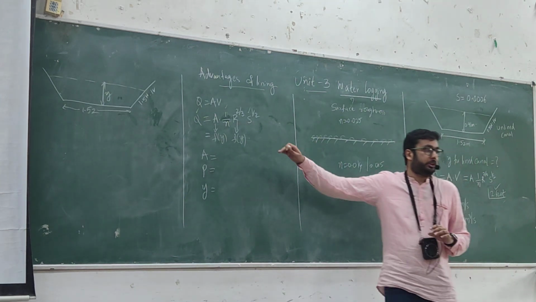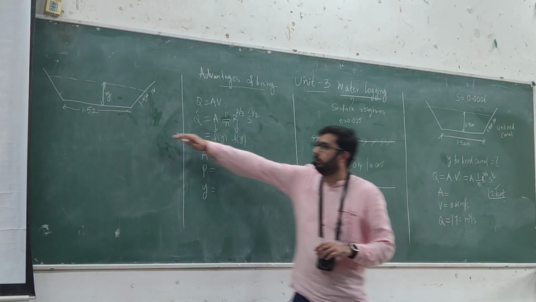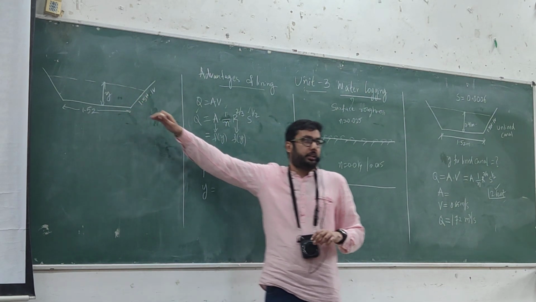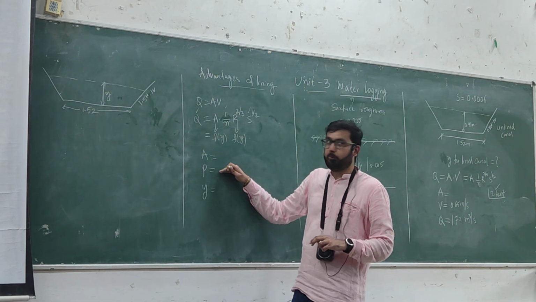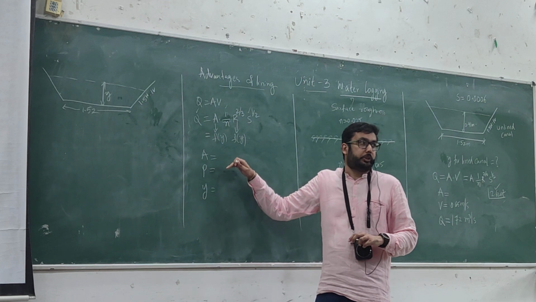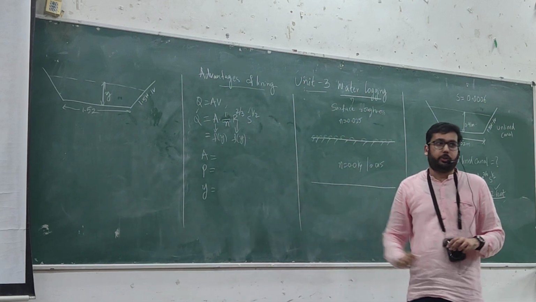You have to write an expression for area in terms of the bottom width and the depth y, and you need to do that for wetted perimeter as well. And once you have these two as a function of y, you get the product.